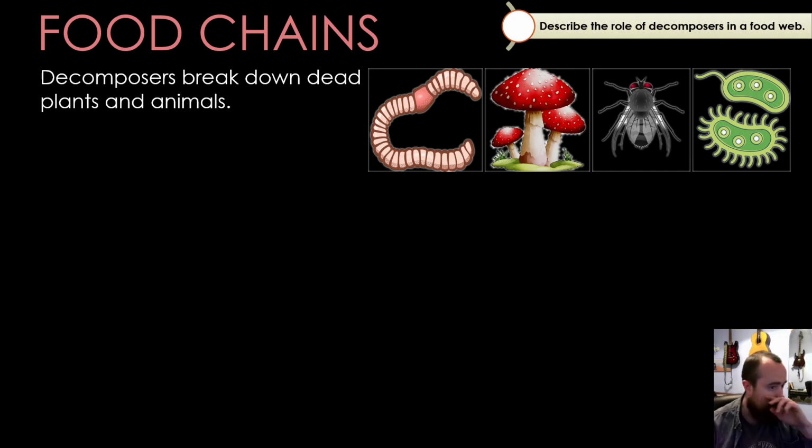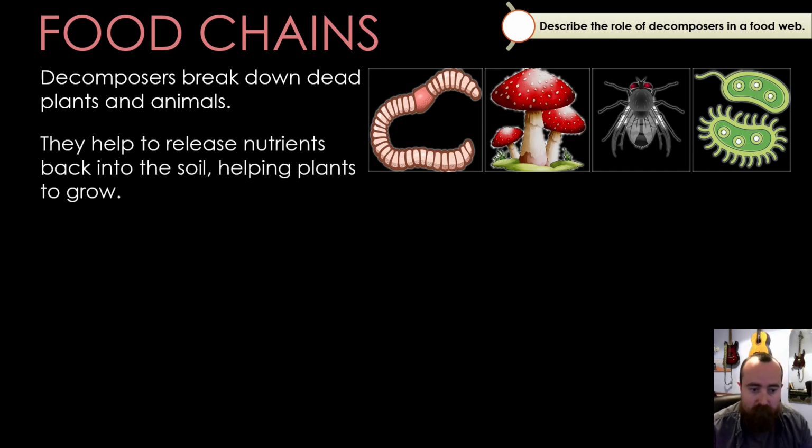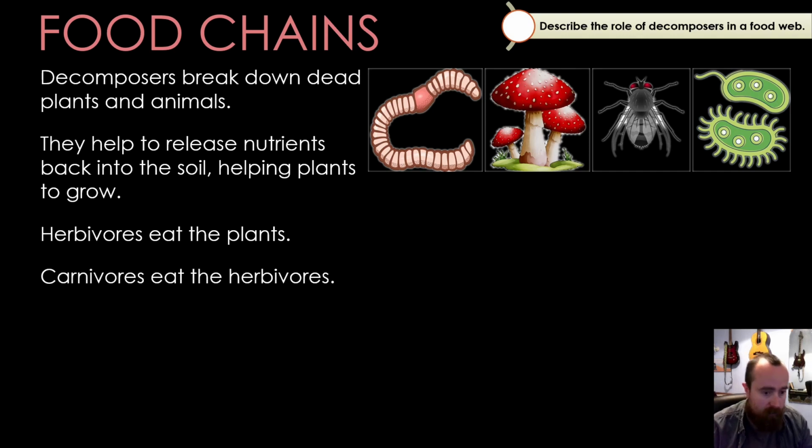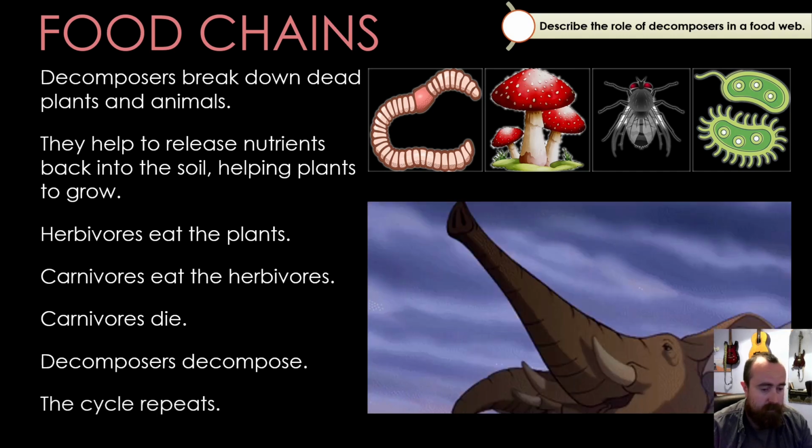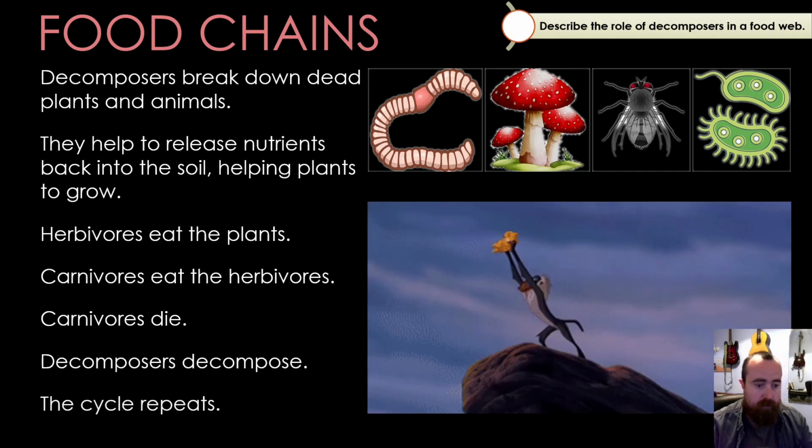They can take something that is dead and they can break it down. When they break it down, they release nutrients back into the soil. So the process of breaking down a dead animal or a dead plant puts nutrients back into the soil, and this then helps plants to grow. More plants grow, meaning that herbivores can eat the plants. If you've got herbivores eating the plants, that means you've got carnivores who are able to eat those herbivores. Eventually the carnivores die, and the decomposers decompose them. And after a while, the cycle repeats. We end up with the glorious circle of life.